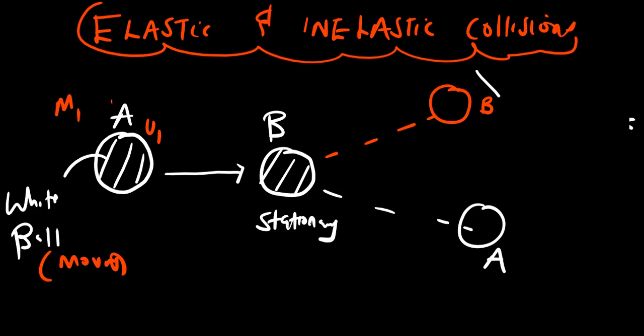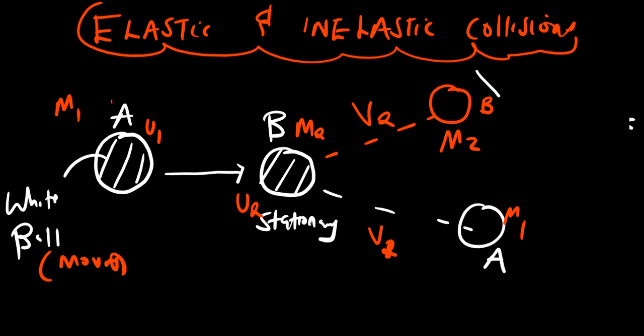B in this case is going to have a mass of its own, which I'll call M2, and it's also going to have a velocity, which I'll call U2. And then let's say this is after being hit, there is a velocity and the mass will still be maintained. And your A will also have a certain velocity and a mass. The mass will be maintained.